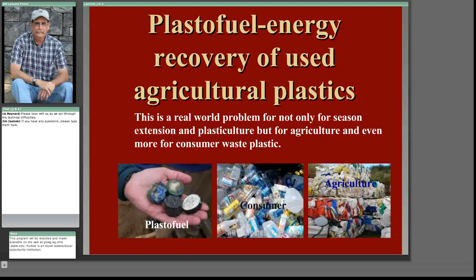Plastofuel, yeah, recover your energy. Once the plastic's done, we densify it, make it into a plastofuel. Hopefully that can be burned in a power plant, generate electricity. So we're trying to plug in, do our bit for the energy problem we have in the country.